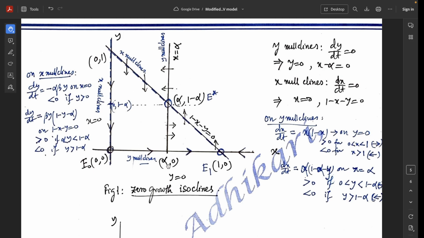So by these isoclines, we get this picture here. The steady states are (0, 0), the steady state (1, 0), and the steady state (alpha, 1 minus alpha).